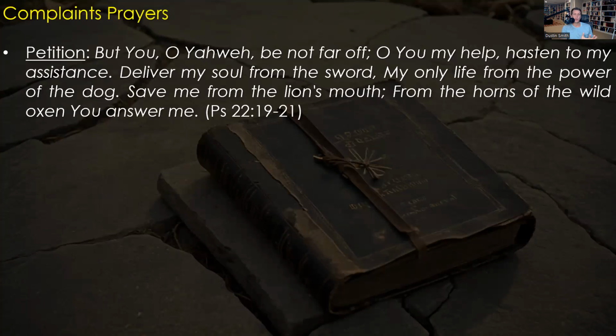So in verse 19 through 21, we have the petition. This is where the psalmist is going to ask something of God. Now that he's gotten the complaint off his chest, now he's going to make an official declaration of asking God for salvation and deliverance. But you, O Yahweh, be not far off. O you, my help, hasten to my assistance. Deliver my soul from the sword, my only life from the power of the dog. Save me from the lion's mouth, from the horns of the wild oxen.